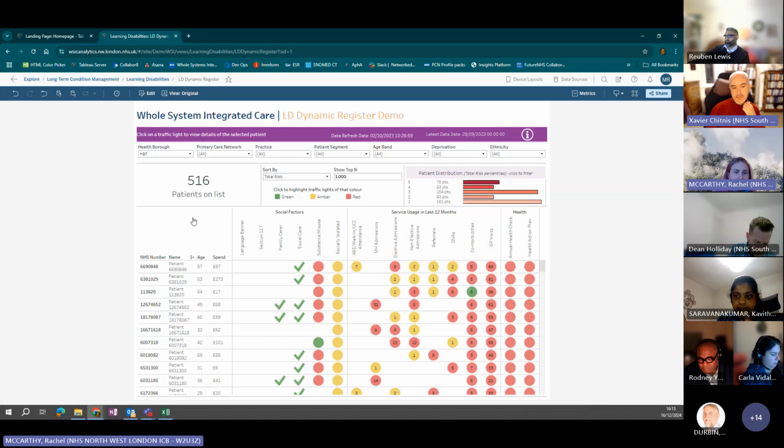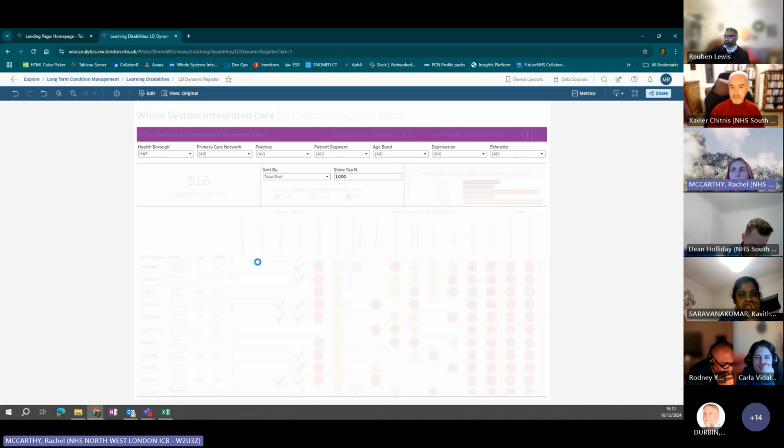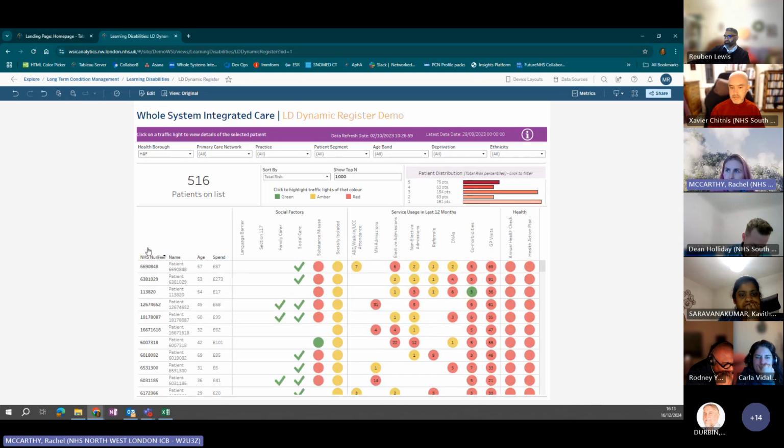The RAG rating is fairly straightforward. Red is not good. That's an improvement area that would really need to be looked into. Amber is more of a warning. It's a possible area of need, and green is something good. This is something we would expect to have in place. It is in place, or it's regularly in place. And the risk scores that are coming out of this are all based on this RAG rating scenario. So any red that you see for a patient would be given a score of 1.5. Amber is 0.5. Anything green or blank would be no score at all.